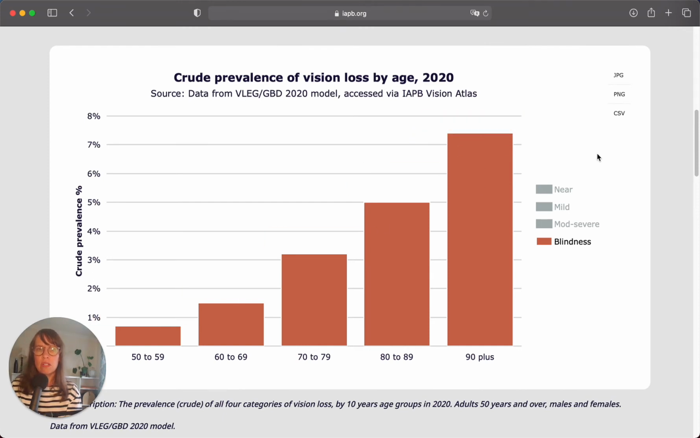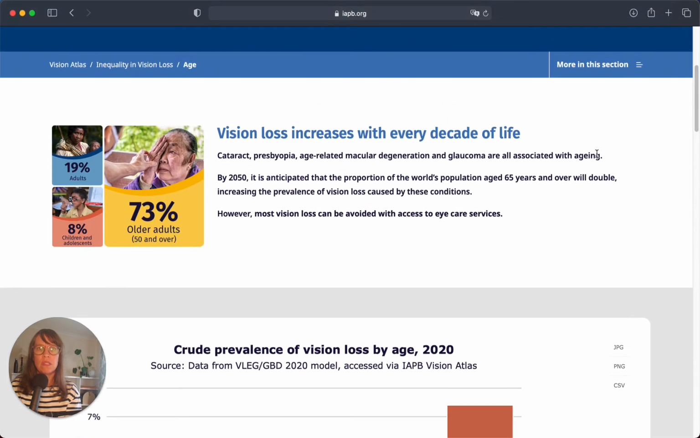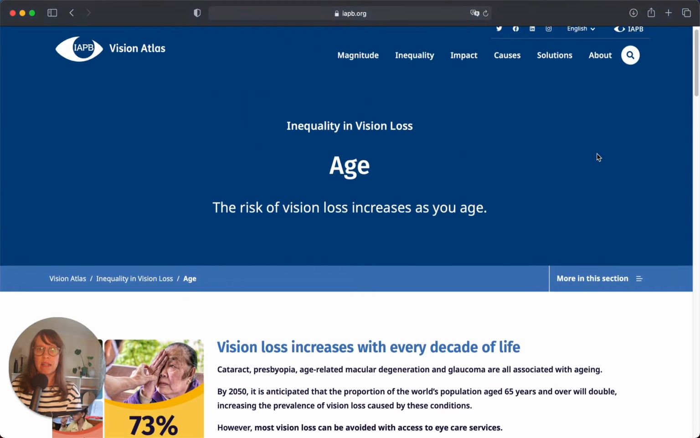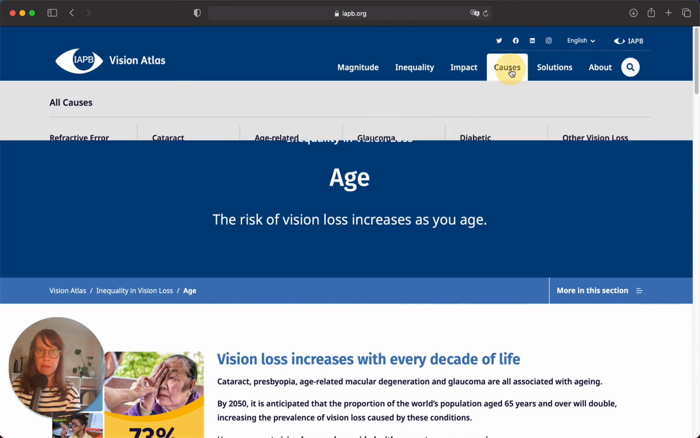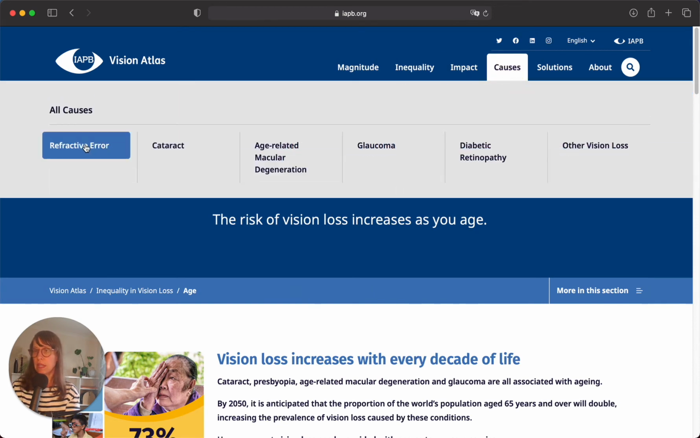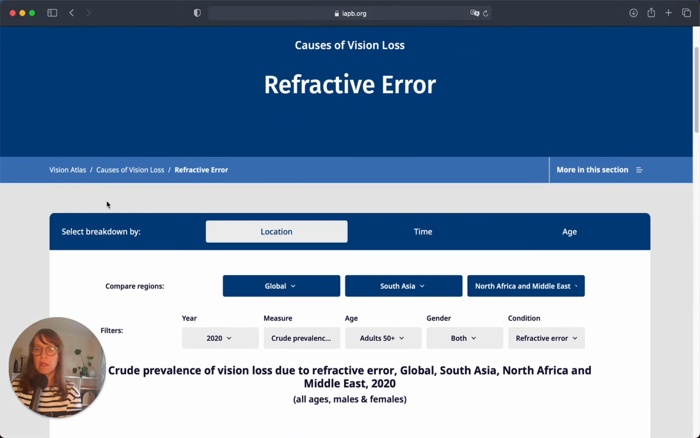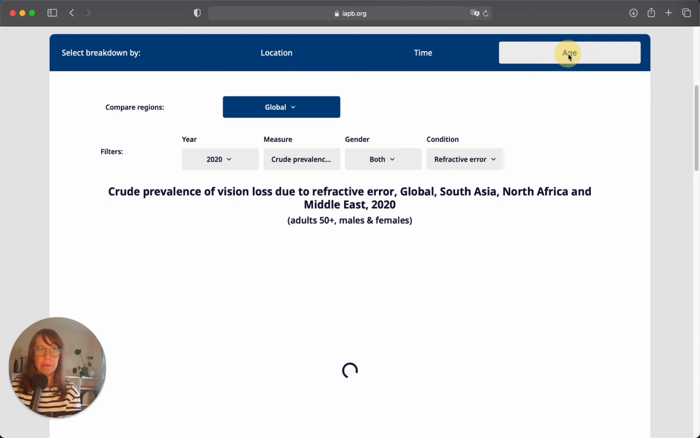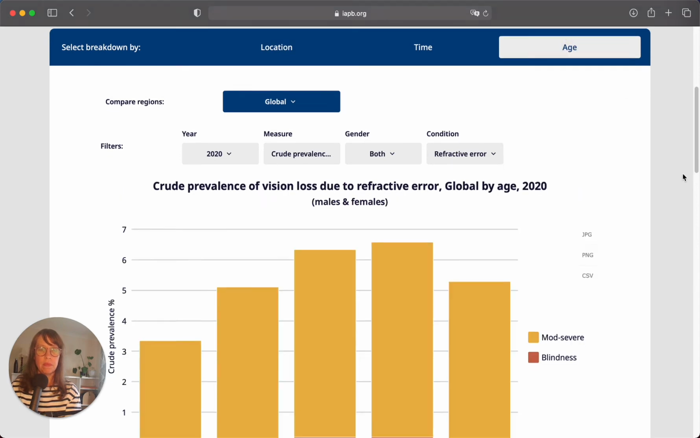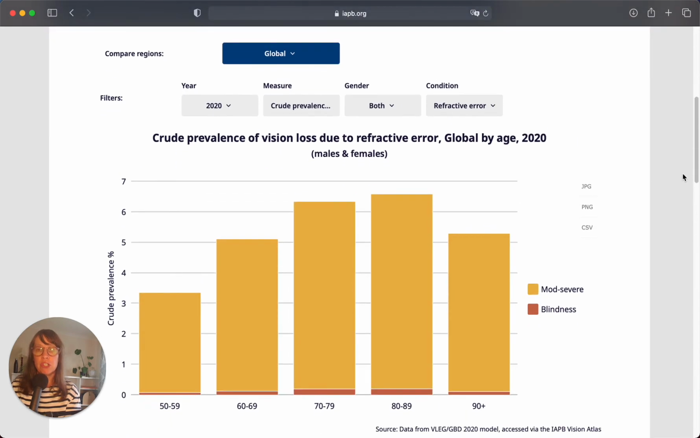Now let's take a look at how each of the major causes of vision loss is impacted by age. So let's go back up to the top and navigate to causes and then refractive error. So we can view this chart by location or by time, but let's select age. If we select age, we can look at vision loss by condition for each decade of life above the age of 50.